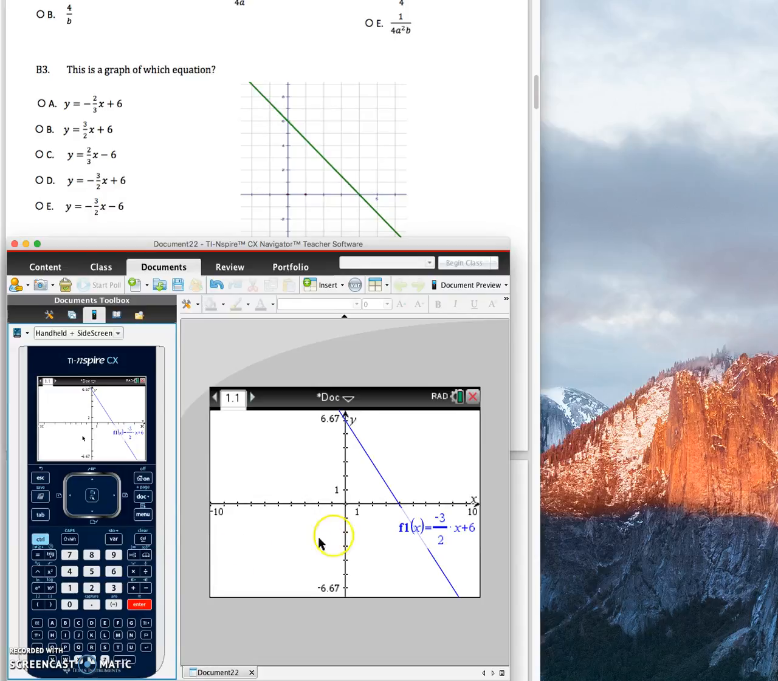And notice that it goes through 1, 2, 3, 4, it looks like. And it looks like it goes through the 6 here. It kind of matches that one. That's our answer. So again, all we needed to do was just graph those.